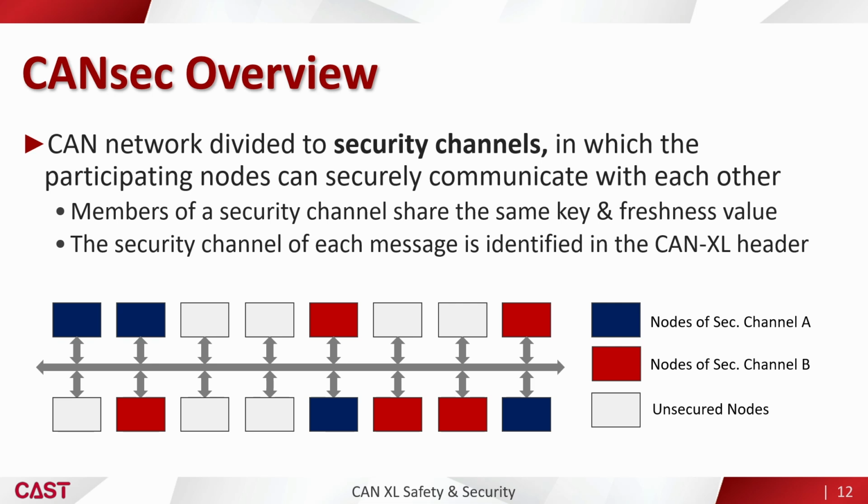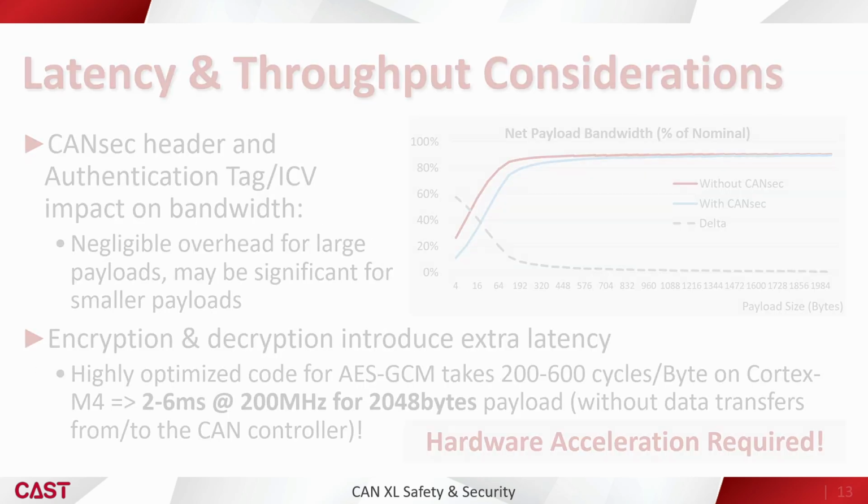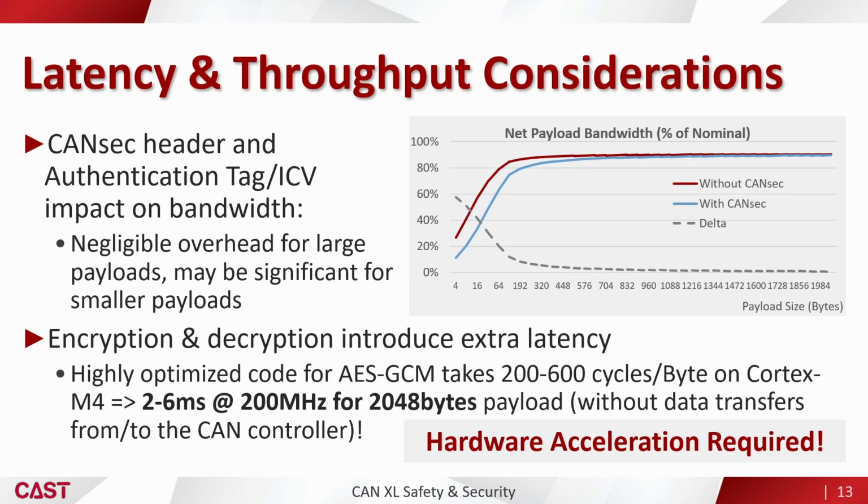Now, an important practical question: what is the performance cost of adding this security? The CANsec header and the ICV authentication tag add overhead to every protected frame, which reduces the effective payload bandwidth. The chart on this slide quantifies that impact across different payload sizes. For large payloads above 512 bytes, the bandwidth overhead is negligible, well under 4%. But for smaller payloads, the impact is more noticeable. With an 8-byte payload, comparable to classical CAN, the effective bandwidth drops by roughly half.